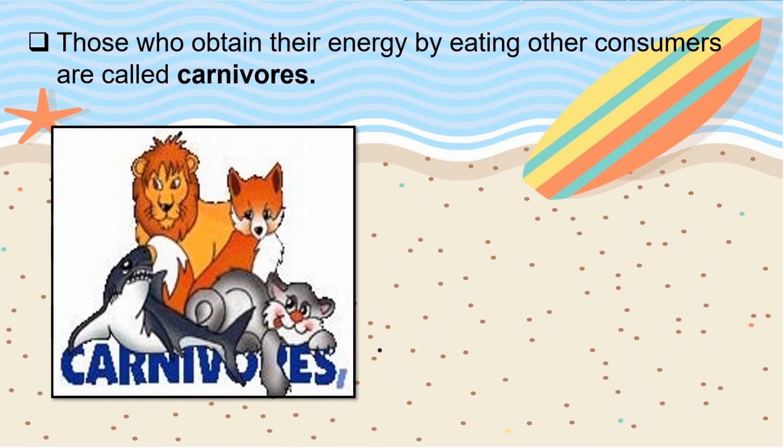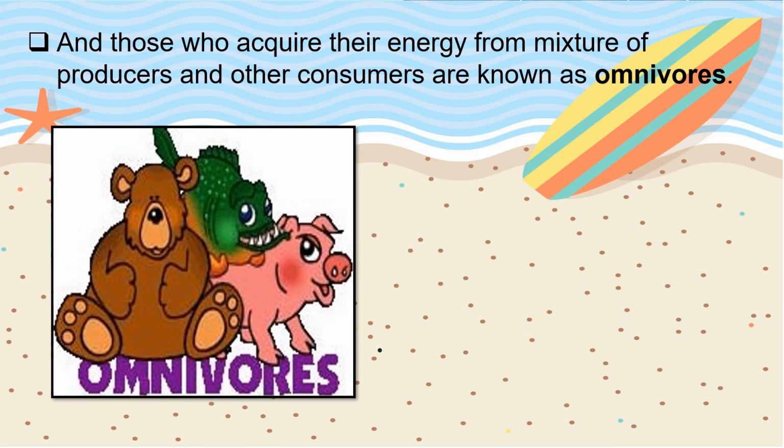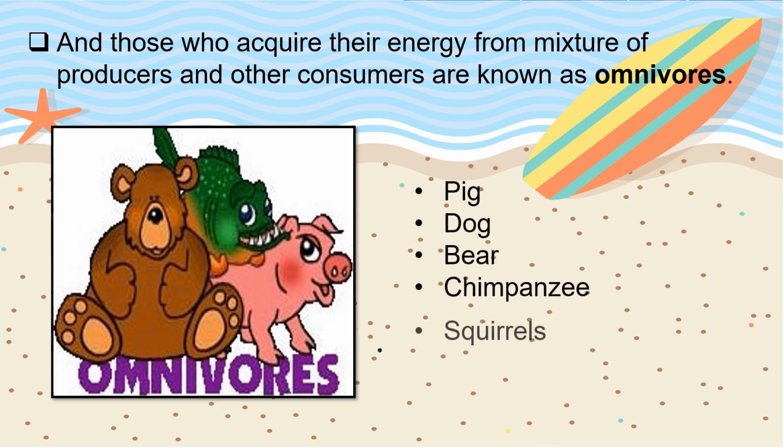Those who obtain their energy by eating other consumers, animals, are called carnivores. Like lion, wolf, leopard, tiger, polar bear, and cheetah. And those who acquire their energy from a mixture of producers, plants, and other consumers, animals, are known as omnivores. We have pig, dog, bear, chimpanzee, and squirrels.